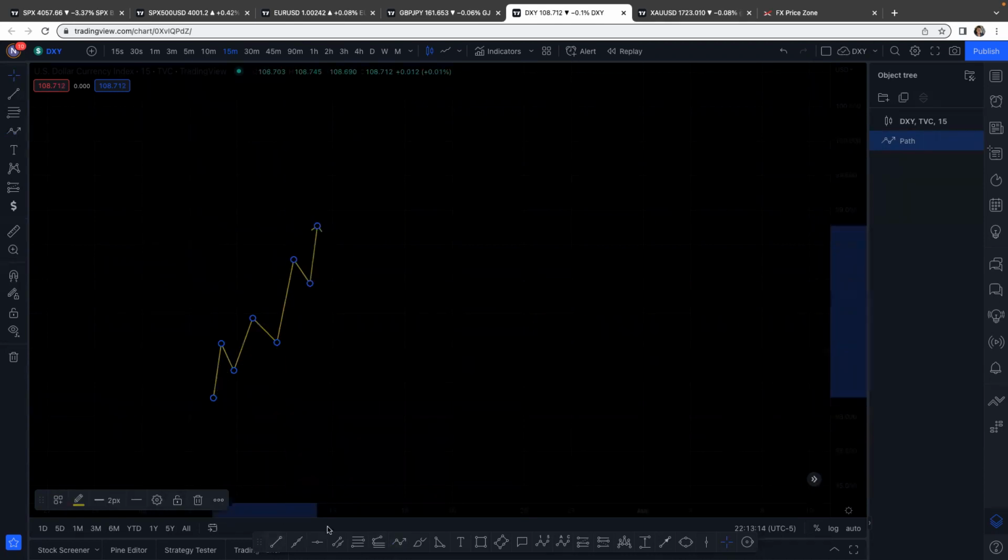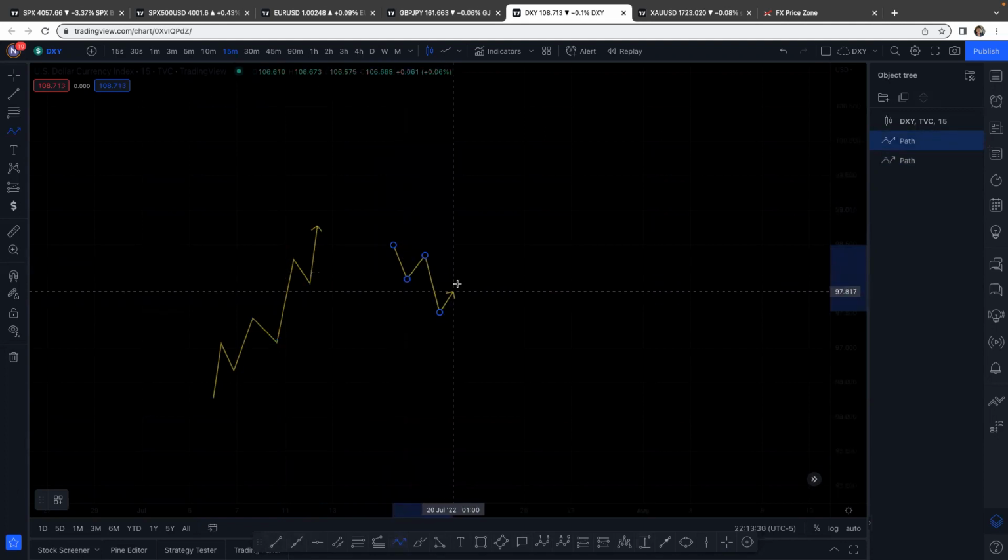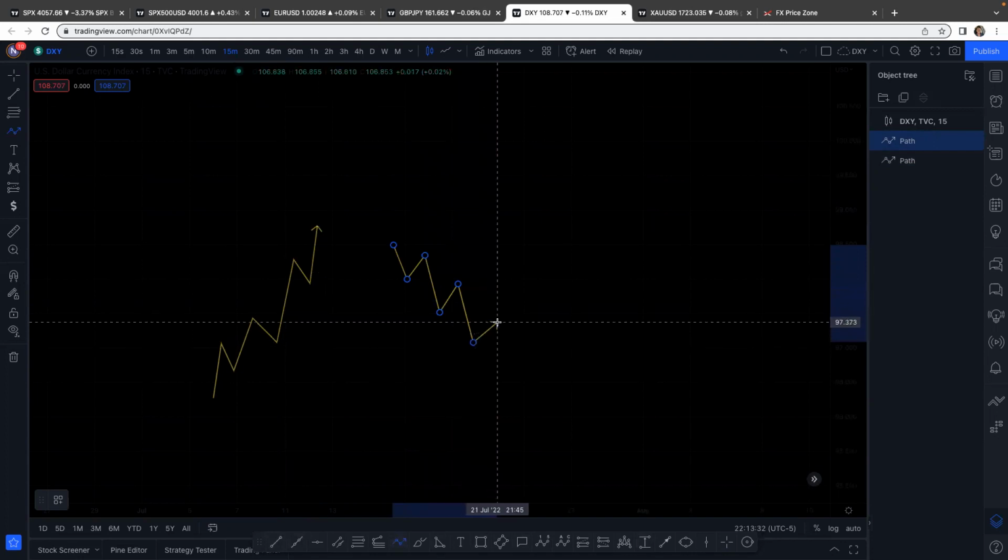So again, this is the market moving up. And then we have a market that moves down, where it's making lower lows and lower highs in a fashion like this.